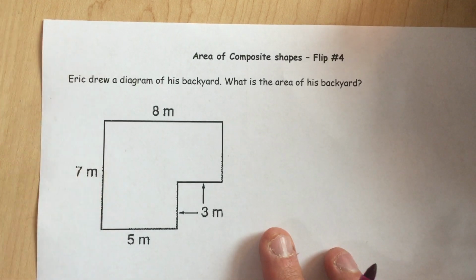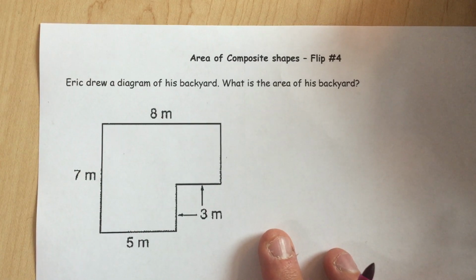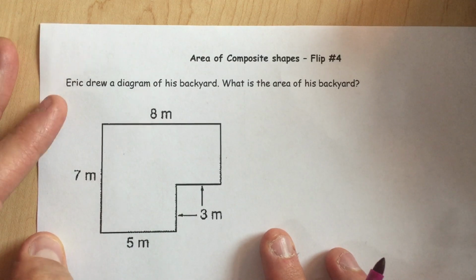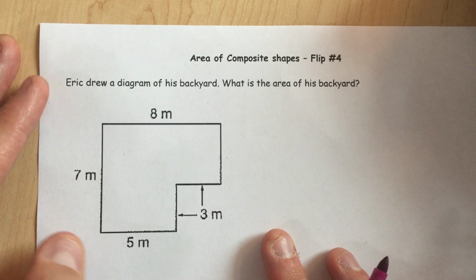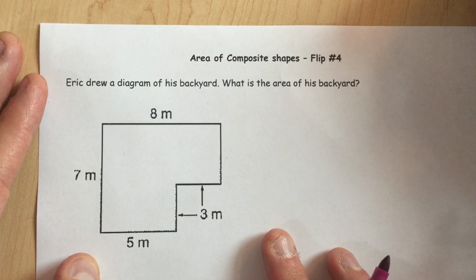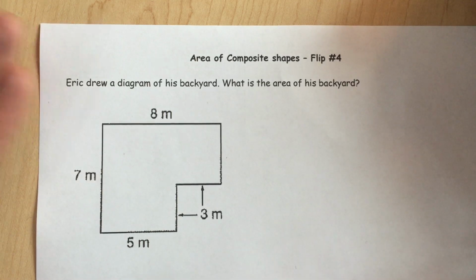Okay, Eric drew a diagram of his backyard. What is the area of his backyard? When we see a shape like this, first thing we want to do is try to find some more familiar shapes that we can break it into. So if we can find the area of those separate pieces, then we can easily figure out the area of the whole thing by adding it all together.